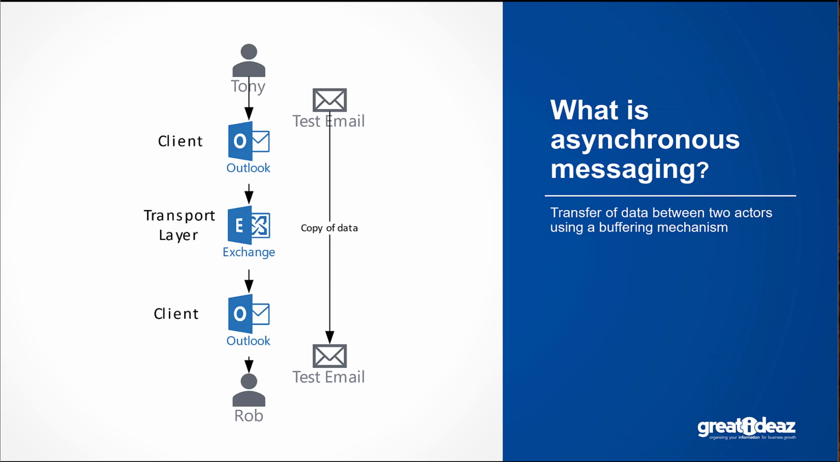So if you were looking at a definition of what we mean by asynchronous messaging, then essentially what we're talking about is the transfer of data between two actors using some sort of buffering mechanism. And those actors could be people in this example, or they could be applications, or it could be a mixture of people and applications. But essentially, it's the transfer of data between two actors using a buffering mechanism.